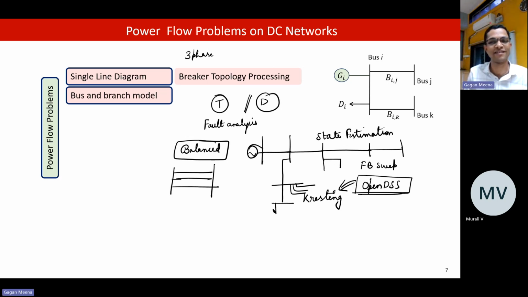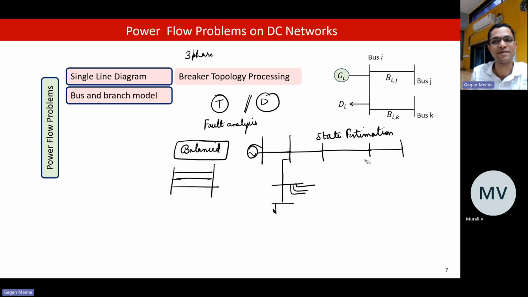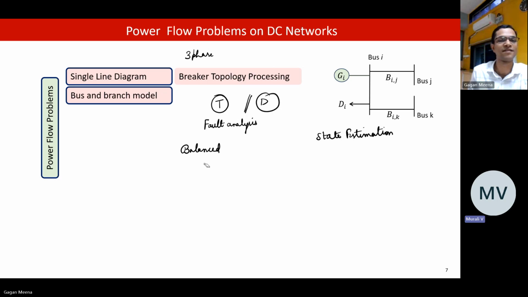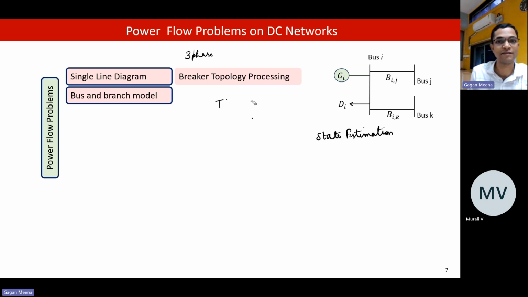Similarly here, all these things are possible in a distribution system. That's why it is a little bit different. Its analysis is a little different, so we have to model that.